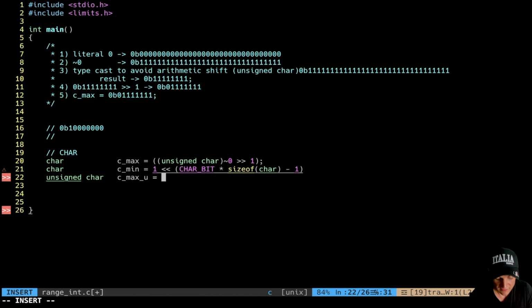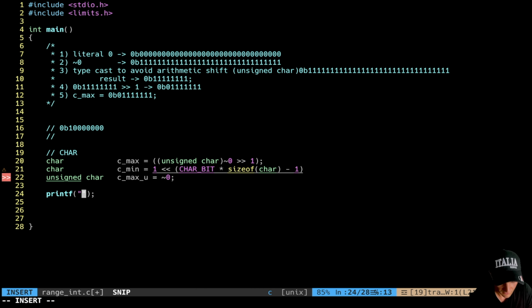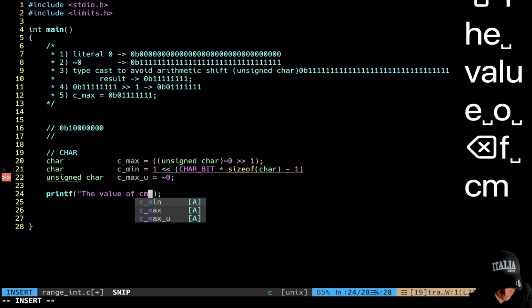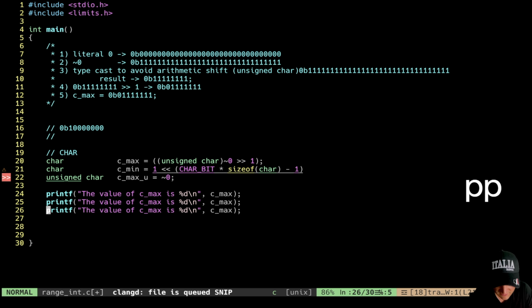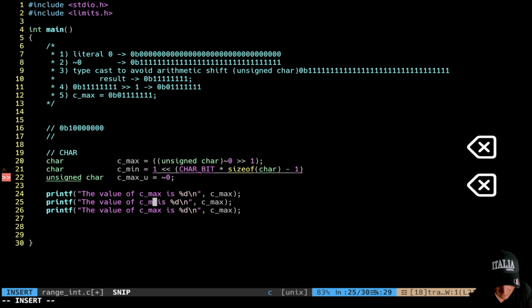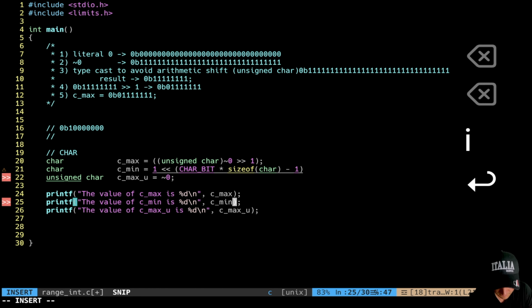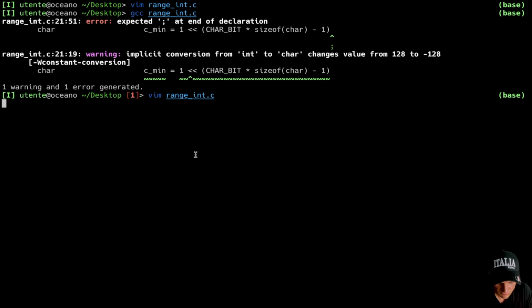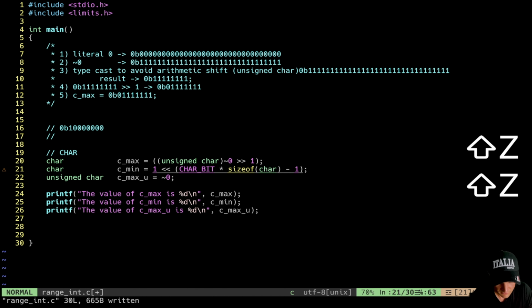Okay, let's cancel this. And then cmax unsigned, we can simply do it like that. We do tilde 0. That's it. I'm going to invert all the bits. Let's try to watch what is going on. So I'm going to print the value of cmax is %d, new line, cmax. I'm going to yank this line and paste it, and here I put cmin, and here I put cmax unsigned. Let's try to compile and launch. I forgot to put the semicolon here, exactly here. So I go on the line and press dollar to go to the end, and then I put the semicolon. Okay, let's go back.